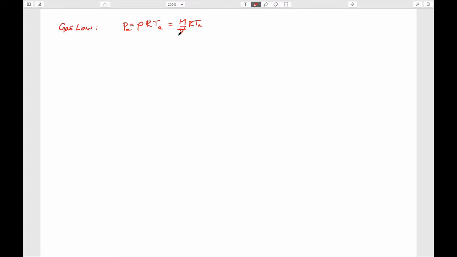Say it again, sorry? No, pressure, no. Well, you could multiply this by a volume and get rid of this, if you wanted to. So no, this is just the fact that this term here is density. Mass over volume. So that's all that is.